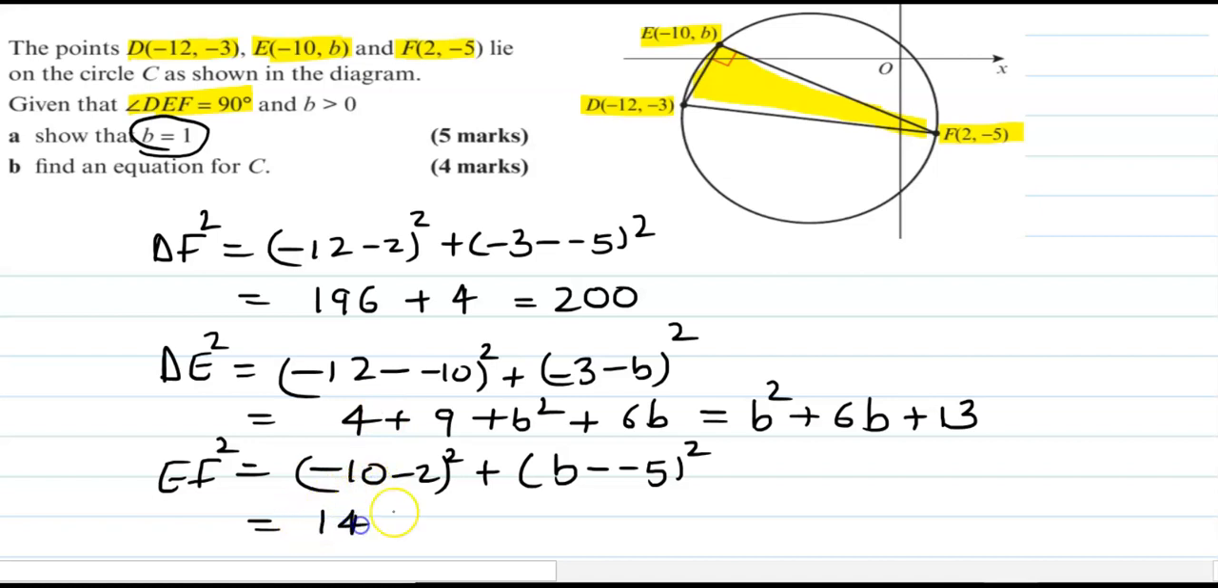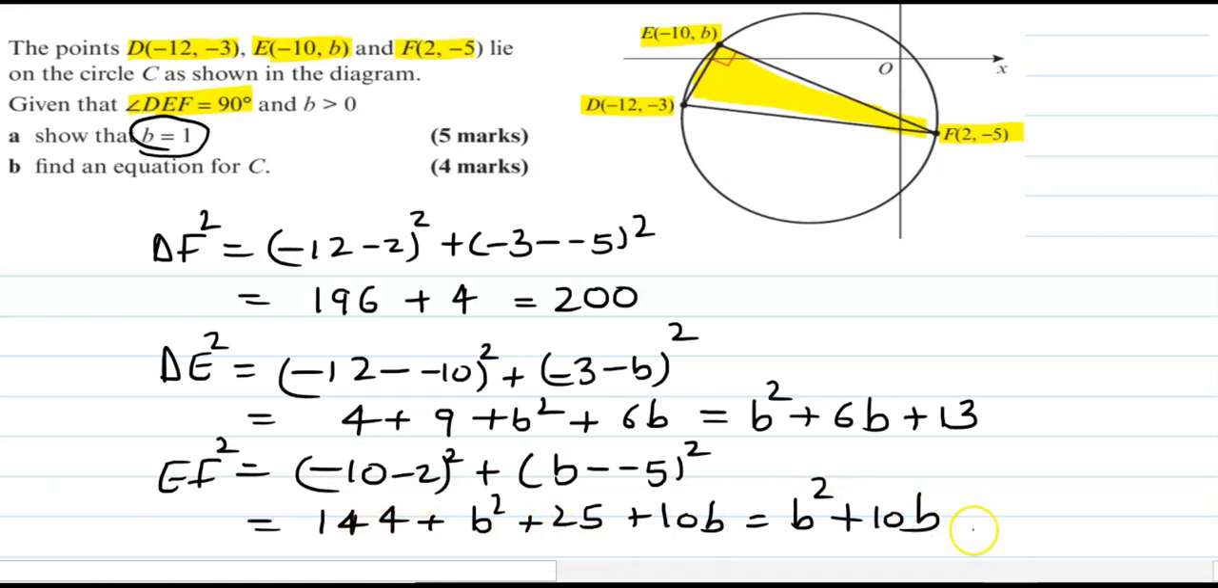12 square is 144, and this will be b plus 5 square, so it will be b square plus 25 plus 10b. So from here we got b square plus 10b, and 144 plus 25, that is 169.